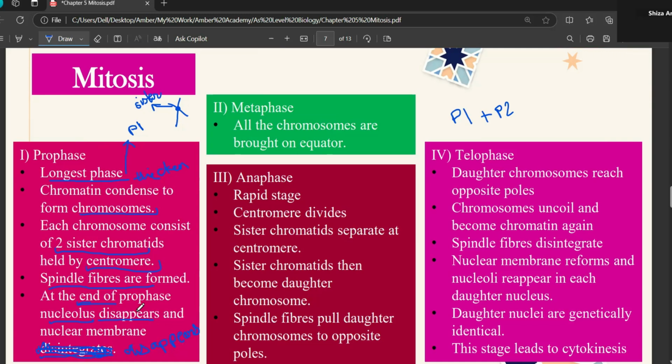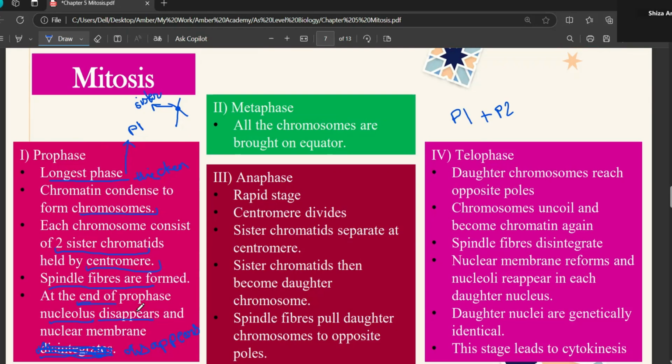Okay, at the end of prophase, or towards the end of prophase, the nucleolus, the spherical body found within the nucleus, disappears along with the nuclear membrane. They get regenerated later, they'll reappear, but we'll study in which phase they reappear. But for prophase, do not write that in early prophase the nucleolus and nuclear membrane disappear. You need to write specifically that towards the end of prophase, when prophase is about to finish, at that time your nucleolus and your nuclear membrane will disappear.